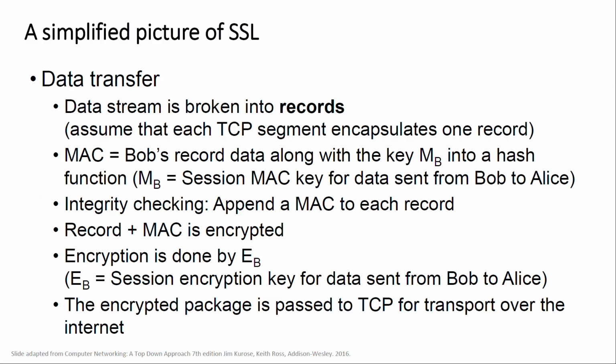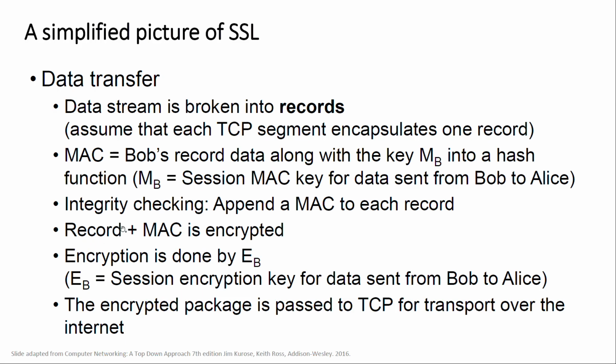Data stream is broken into records. Assume that each TCP segment encapsulates 1 record. Message authentication code, MAC, is computed by putting Bob's record data along with the key MB into a hash function. But again, just imagine HMAC during all of these examples. Integrity checking is done by appending the MAC to each record.